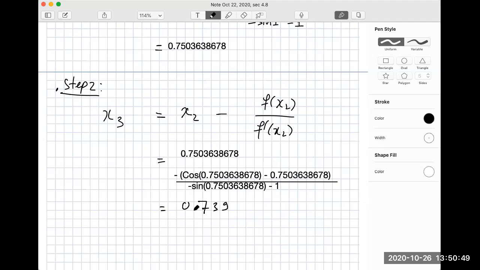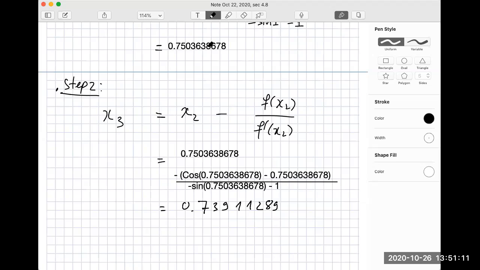0.739 and perfect 9, right? And 1 at the end. Very good. Now, let us try to find the difference between x2 and x3.